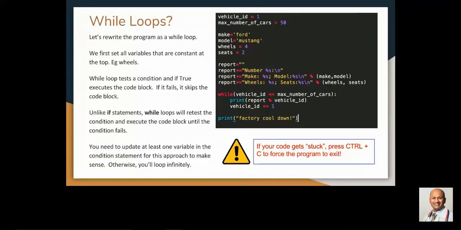factory cooldown. Inside the while loop is the report. For the report segment, all we're doing is the %s is just substituting some value. For the first line, where it says make %s model, you're substituting make into the first %s and model into the next %s. For the second line, we're substituting wheels and seats.